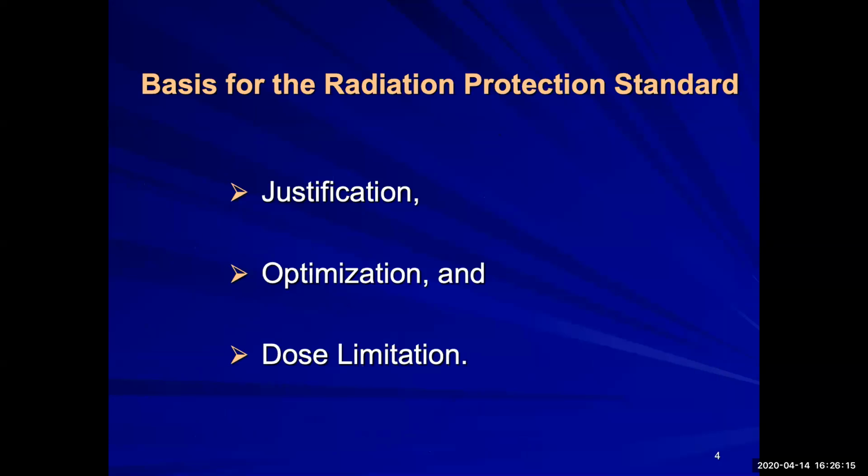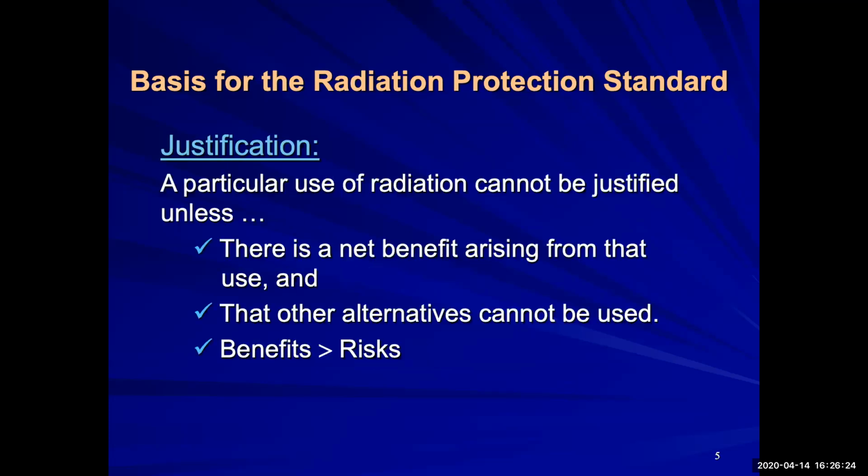The basis of radiation protection in general is justification, optimization, and dose limitation. Justification means a particular use of radiation cannot be justified unless there is a net benefit arising from that use. Also, there must be no alternative, such as non-ionizing radiation like ultrasound or MRI. And the benefit should always be more than the risk if you want to proceed with ionizing radiation.